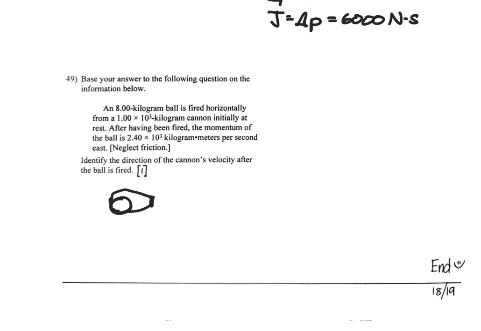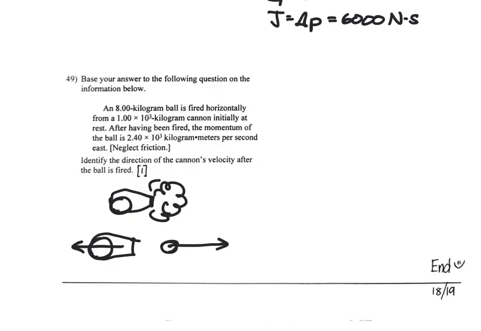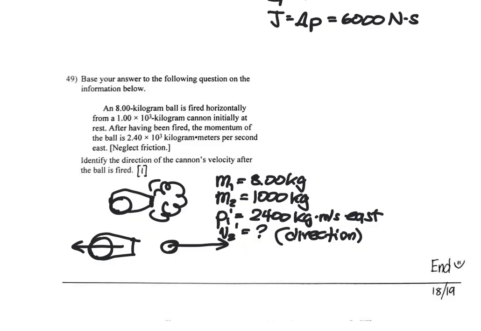So we have a cannon that's just chilling, and then it has a cannonball inside of it, and then boom, there goes the cannon, and the cannon rolls backwards. And then the cannonball that just got blown out of it goes forwards. All right. And I wrote out all the info for the cannonball and the cannon. But in an explosion problem, the cannonball goes one way and the cannon goes the other. So it says that after being fired, the momentum of the ball is 2,400 kilogram meters per second east.